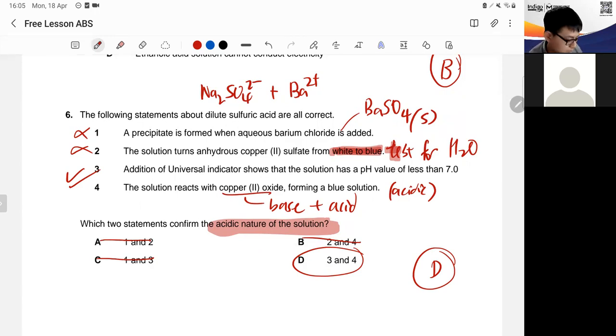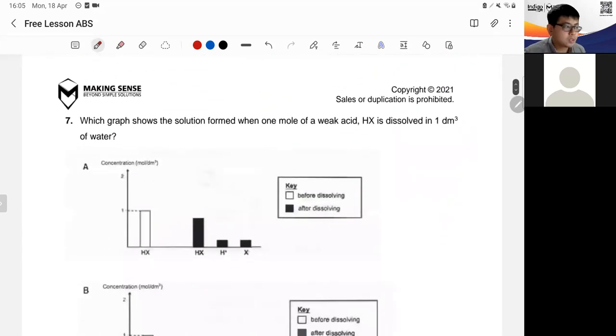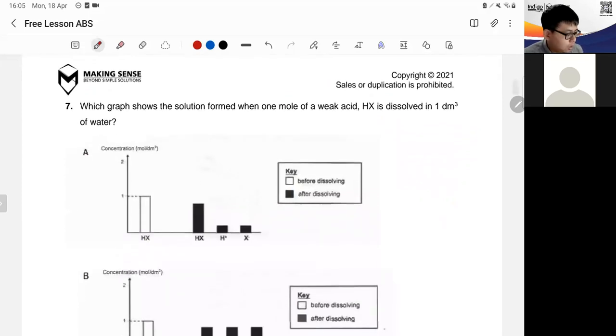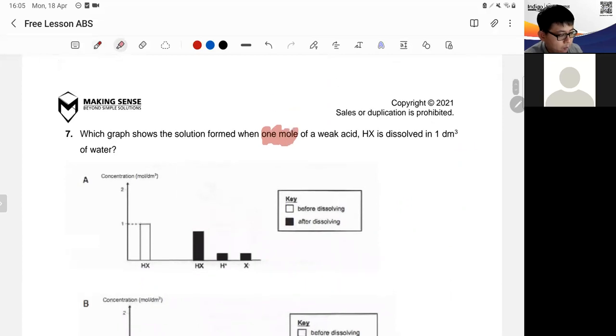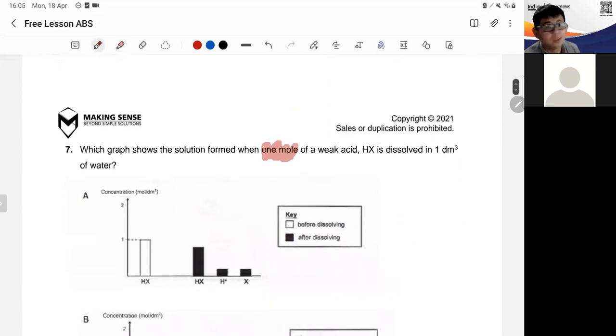Okay, so that's that. Question 7, which is the last MCQ here before the next section. Weak acid, 1 mole, 1 dm cubed of water. Even if you don't know what this mole thing is all about, that's fine. Remember what we said, we can just pretend we're talking about 1,000 molecules. If I have 1,000 molecules of HX, if it's a weak acid, that means this arrow must be reversible.